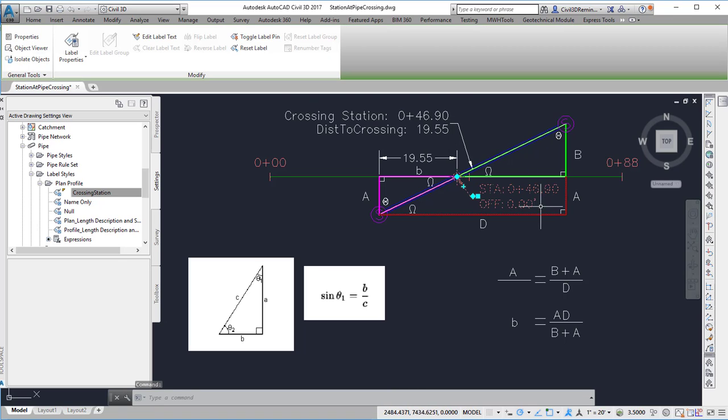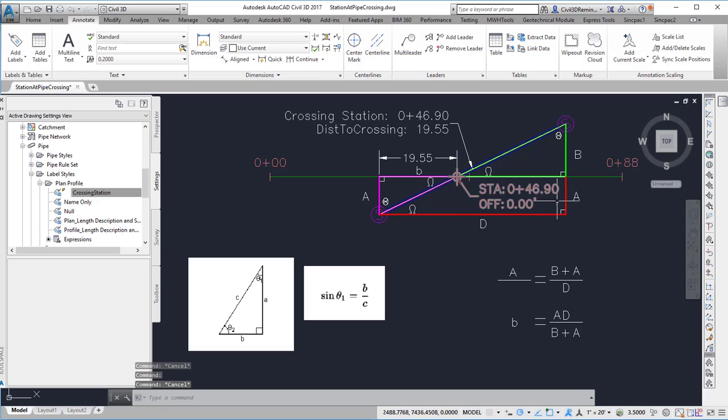This is a station offset label, and I can see that the stations match. And so that's how I can use similar triangles in my elementary school geometry to figure out how it works. It may have been middle school math, who knows? But that's how I can solve the question on how to get the station value where a pipe crosses a straight alignment segment. Once again, this won't work for a curve.